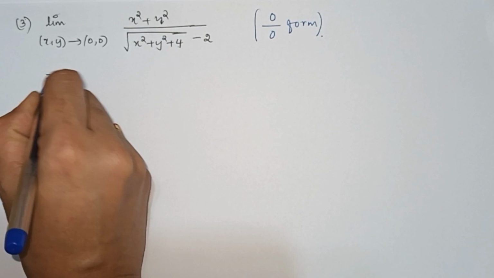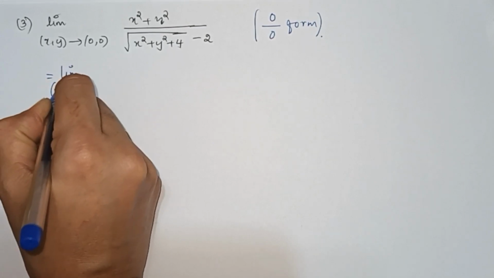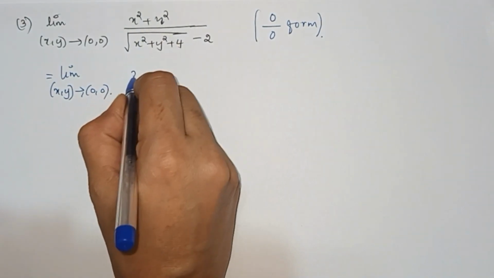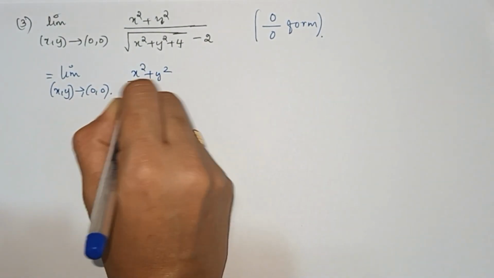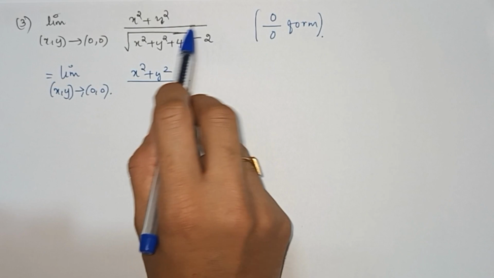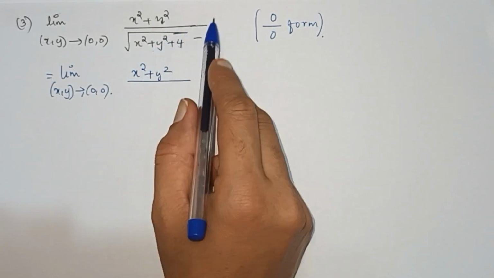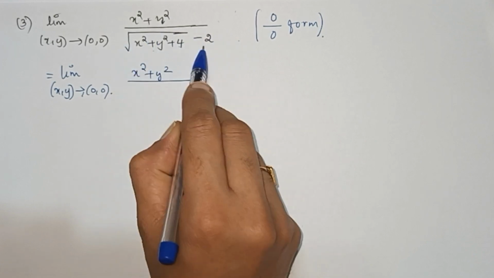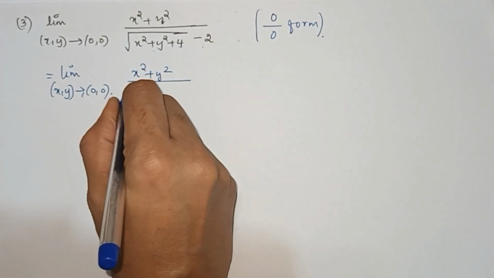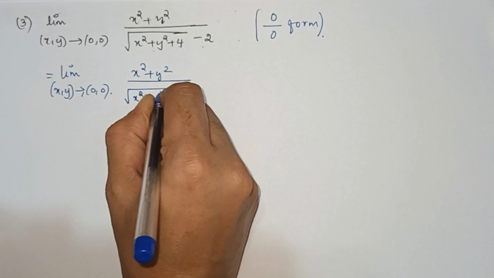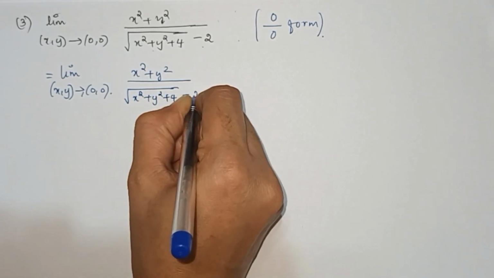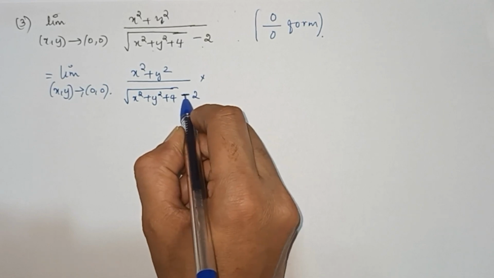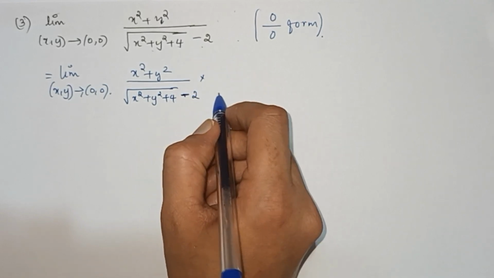Let us do that. This is equal to the limit as (x, y) tends to (0, 0). Here, x square plus y square is the numerator. As the denominator contains radicals, I will multiply the numerator and denominator by the conjugate of this denominator. That is, square root of x square plus y square plus 4 minus 2. The conjugate of the denominator is where, if you have minus here, then you have to multiply and divide by plus.